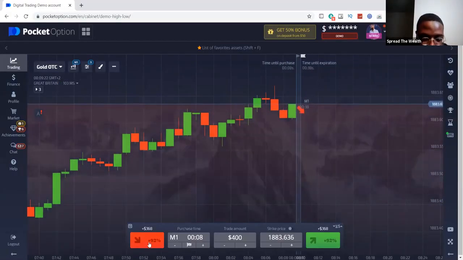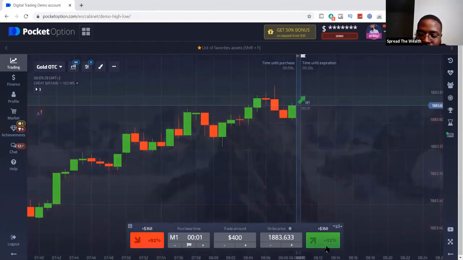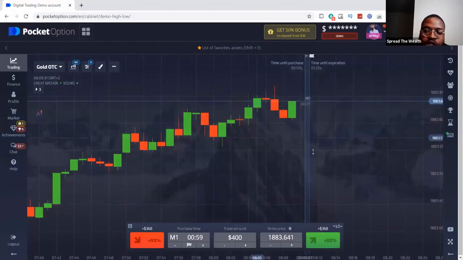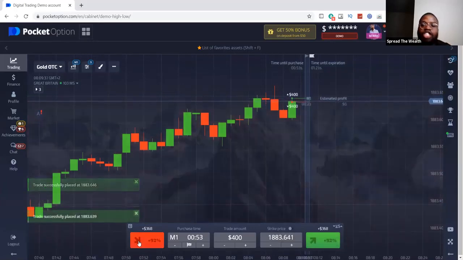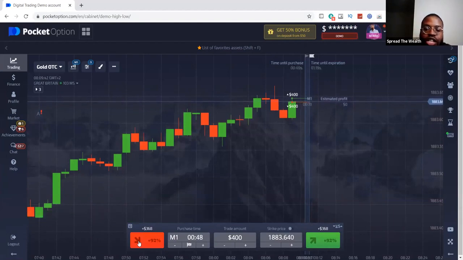This red button down here at the bottom of my screen indicates a sell. This green button right here indicates a buy. So if I was looking for the market to go up, I would click the buy button. If I was looking for the market to go down, I would click the sell button. It's just that simple, guys. So with that alone, you need to understand exactly which button you're going to be pressing when getting into this market.